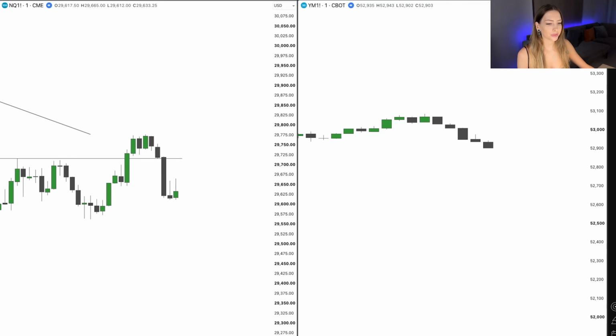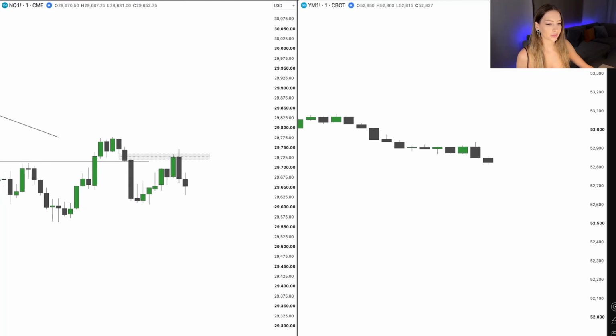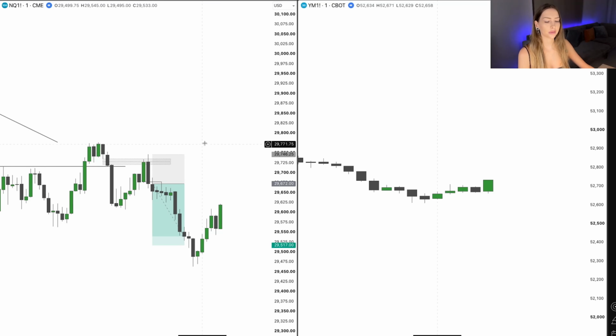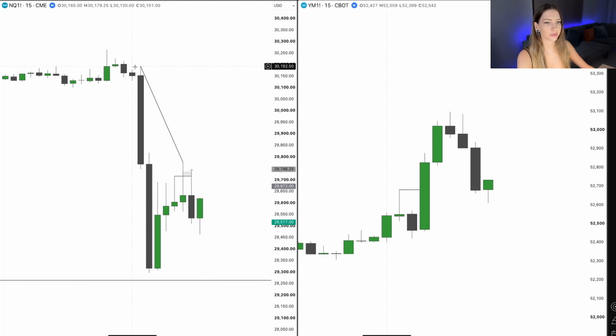What I need to find now is just my point of interest. Let's see if this is valid. Okay, this is not valid, but we have another one up here. Now this is valid. We rejected it. We formed this OB, which is my confirmation. So I can now go lower, and as you can see, it trades lower. So this is a good trade using the SMT divergence. So again, this high was not taken by NQ and it was taken by YM. So I have my SMT divergence. And in this case, it was paired with the swing formation, so I can trade it lower.